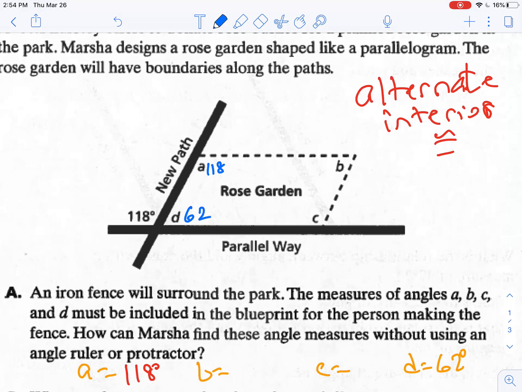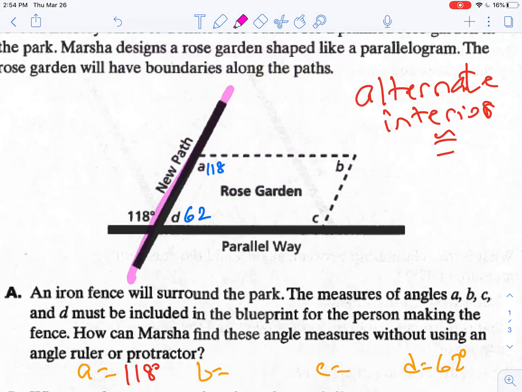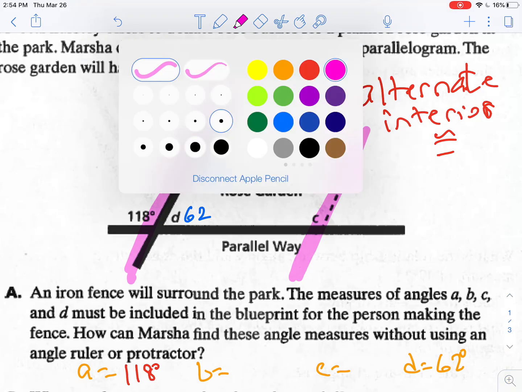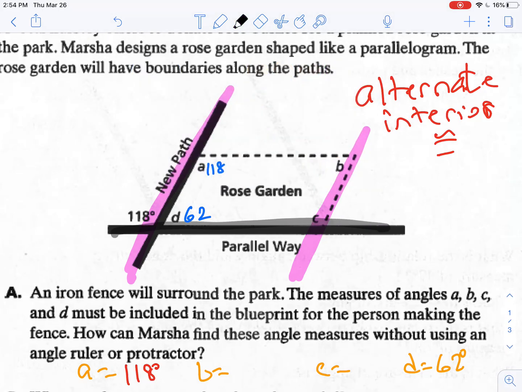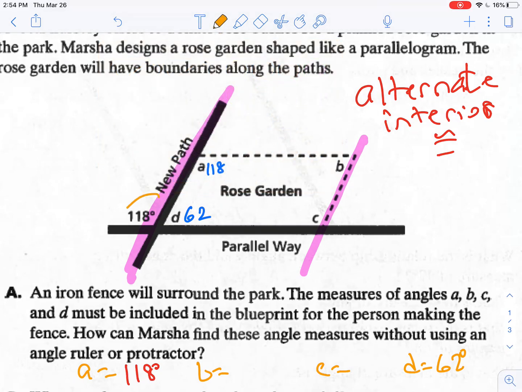Okay, and now what we're going to do is we're going to look at a different set of parallel lines. This line right here is parallel to this line right here. And hopefully you can tell again that the black line is the transversal. So, just erase that a little bit. Hold on. Erased this too much. Okay. So, here we go again. This time I'm going to change the color here.